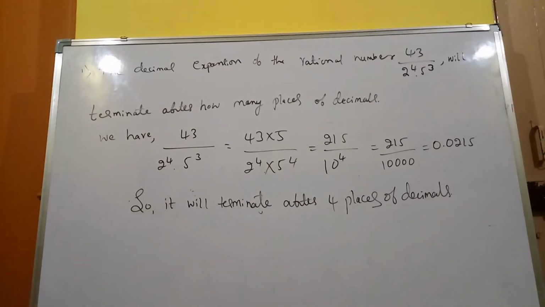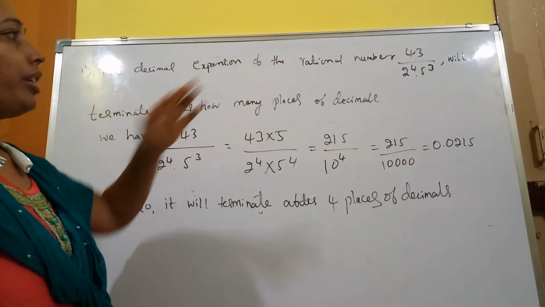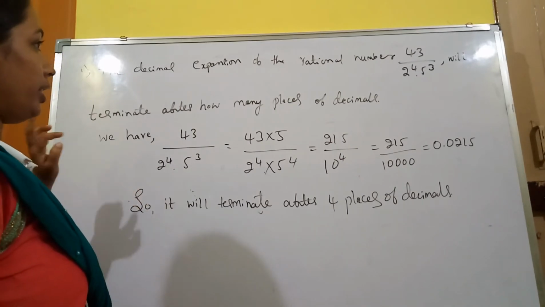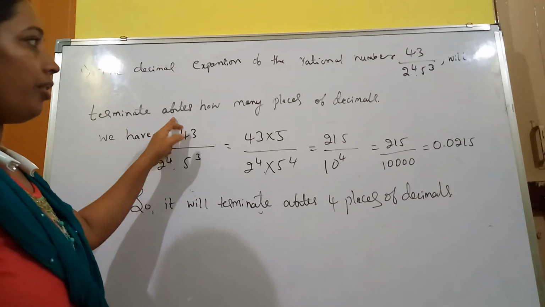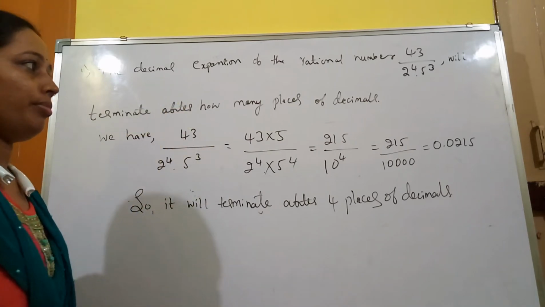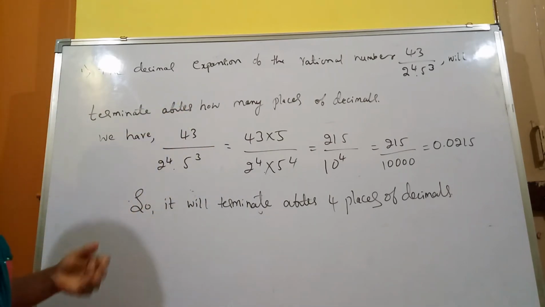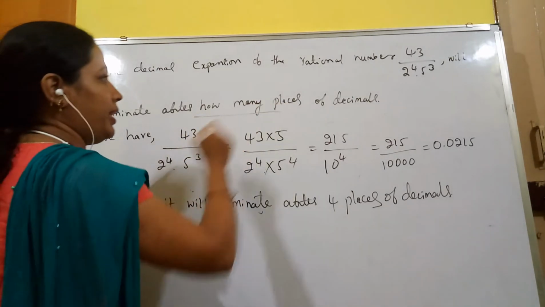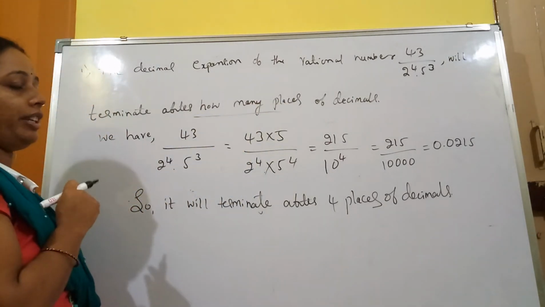Here we can see one more problem. The decimal expansion of the rational number 43 by 2 to the power 4 into 5 to the power 3 will terminate after how many places of decimal. So it's a very easy problem. If you read the problem, they're asking how many places of decimal it will terminate.